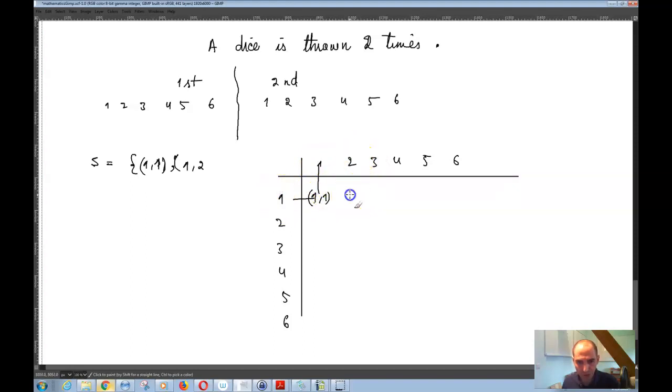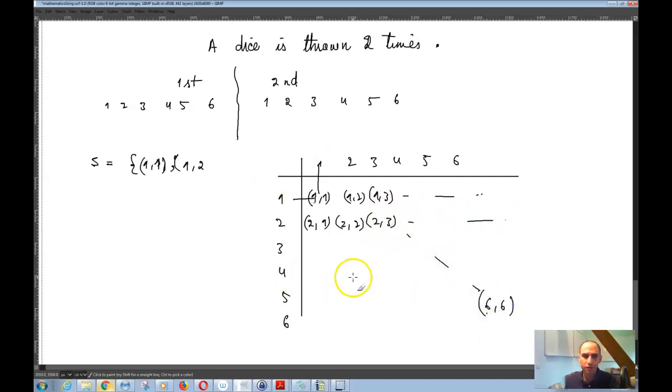This would be, for example, 1, 2. This would be 1, 3, and so on and so forth. This would be 2, 1. This would be 2, 2. This would be 2, 3, and so on and so forth. And over here you would get to 6, 6. So this is the two-dimensional model that works for this particular situation.